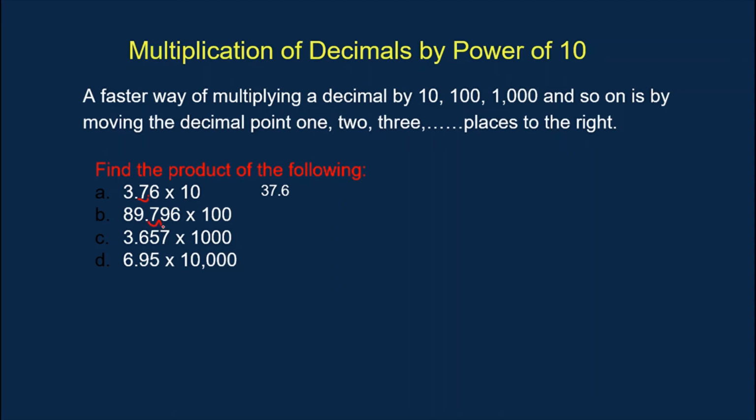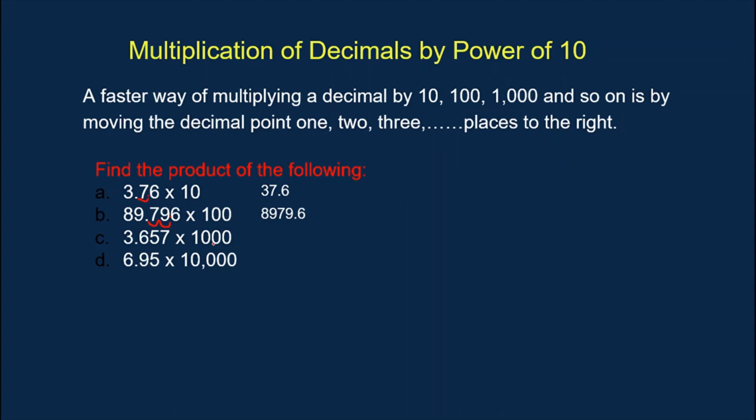So 1, 2. This will be now the new position of our decimal point. And for our final answer, we have 8,979.6, that is, 6 tenths. Okay, so the next one, we multiply this one by 1,000.